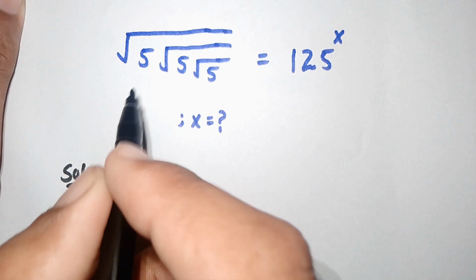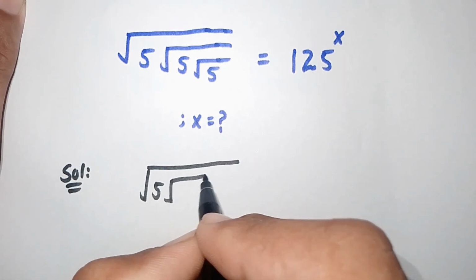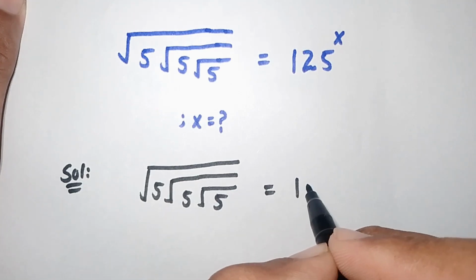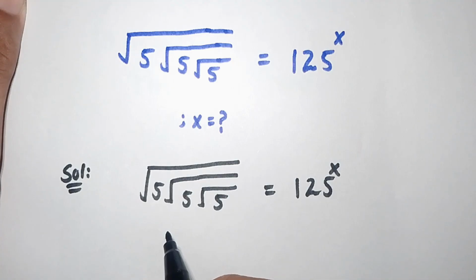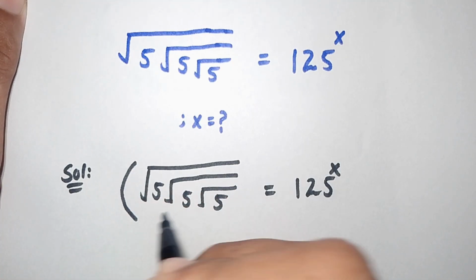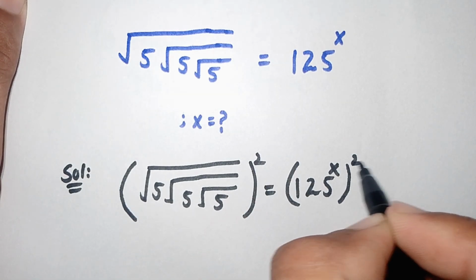Solution: the question is square root of 5 under square root of 5 under square root of 5 is equal to 125 to the power of x. How to solve this interesting question? To solve it, we have to take square at both sides. So this side taking square and also this side taking square.